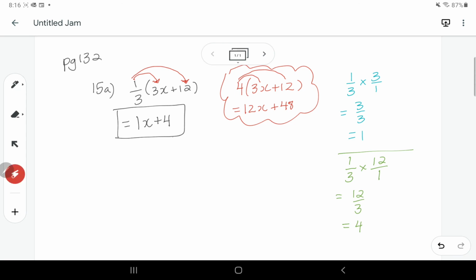So I think the key here is just to show your work if you need to, when you're doing the multiplication of fractions, off to the side so it doesn't get mixed up and bogged down in the middle of your question.